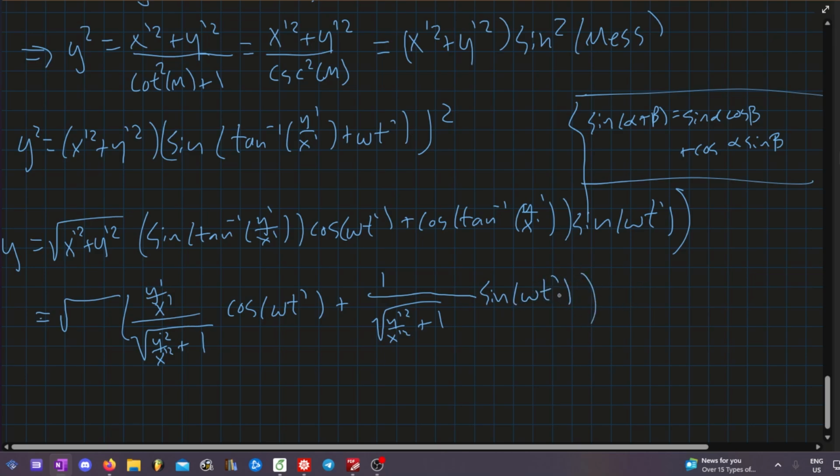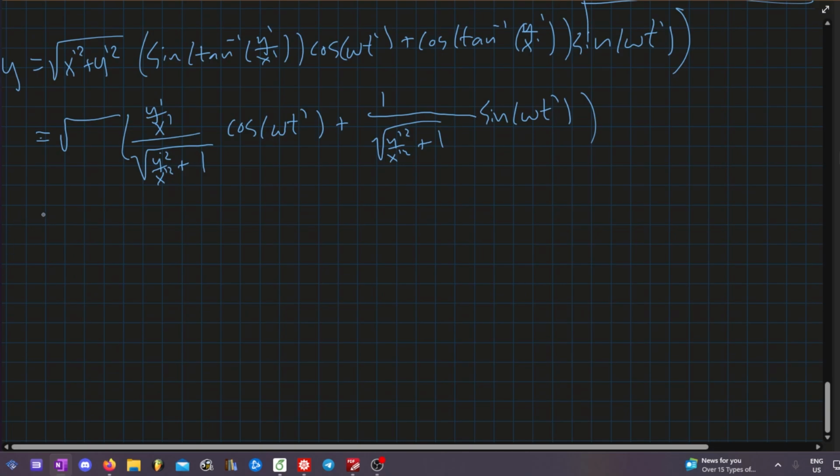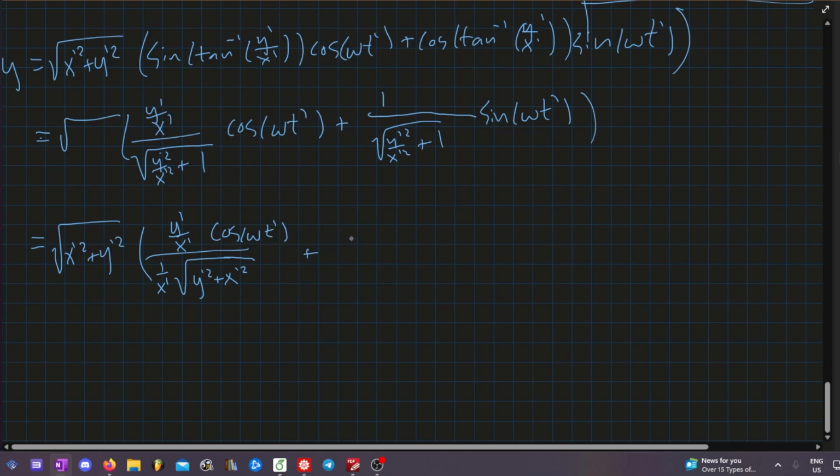And we're going to make a similar cancellation to last time, so let's set it up for that. Pull out that 1 over x prime here, and then get the square root of y prime squared plus x prime squared. And then here we're going to have the cos omega t on top still, or omega t prime rather. And then same deal here, 1 over x prime square root y prime squared plus x prime squared. And this can actually be sine of omega t prime.